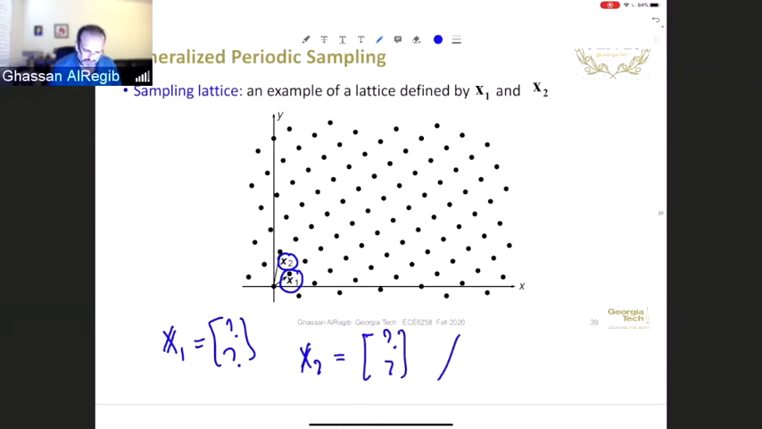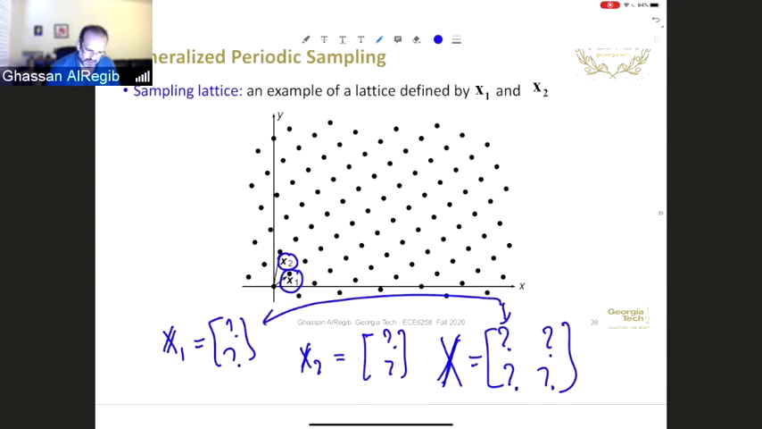Together with these, they will define our sampling matrix A, a 2 by 2 matrix. So this is the first vector, and this is the second one, right? Now these two together will define our sampling lattice.